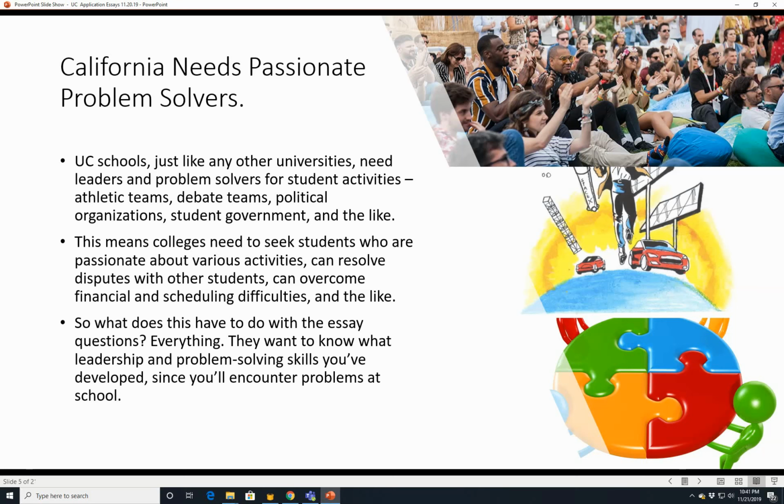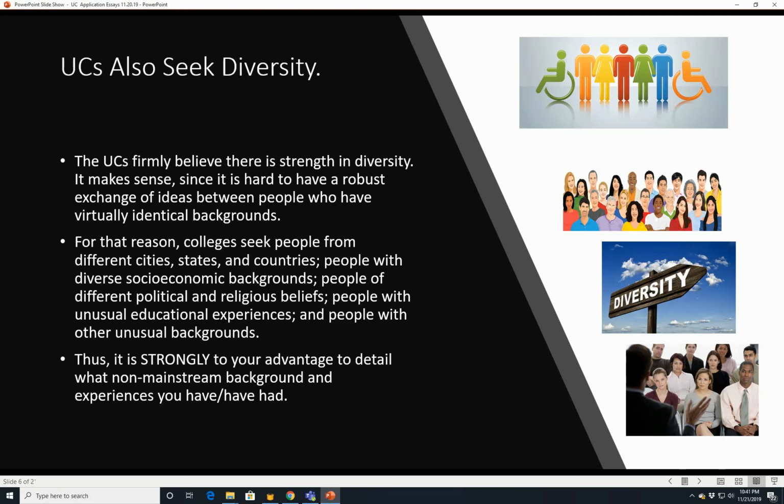since you're going to encounter problems at school. You'll run into people who are just as intelligent as you, who don't agree with you at all on different things, and you're always going to have to balance your schoolwork with everything else in your life, including work, study, jobs, etc. UCs also seek diversity.